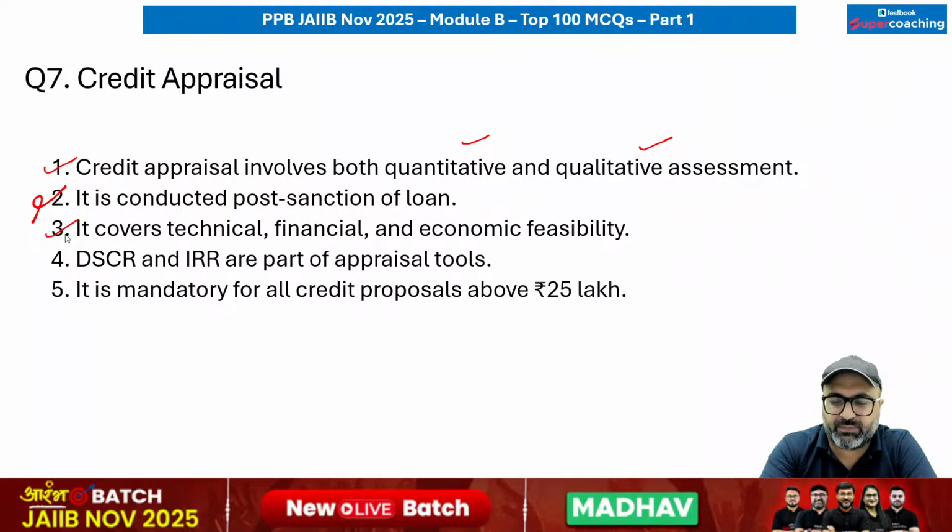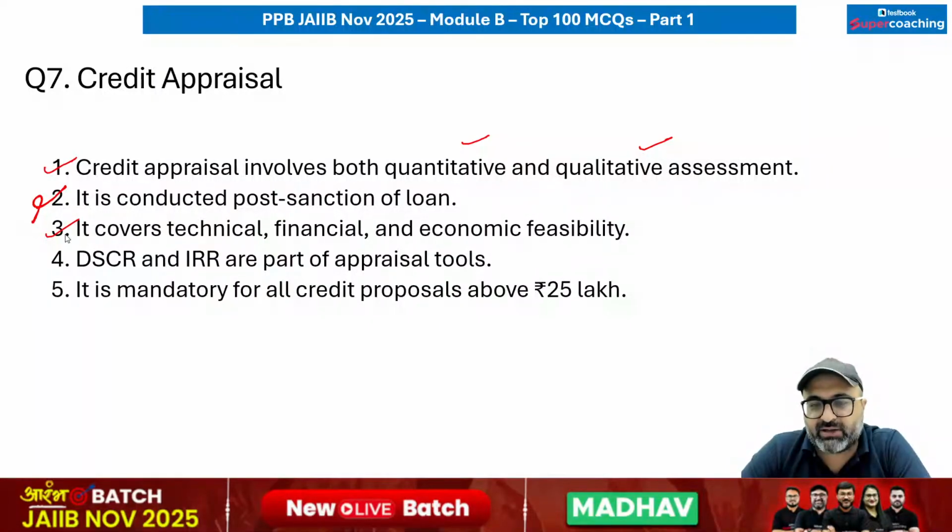Any idea? Anyone? No, I will tell you. DSCR stands for debt service coverage ratio, which means we measure the borrower's ability to repay the loan obligation, that is interest and principal, from the operating income. That is what we need to understand.